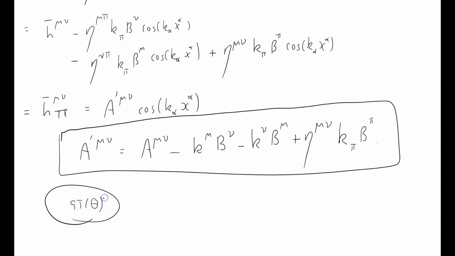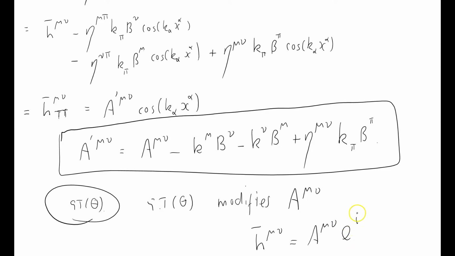So what that says is that the gauge transformation theta modifies the A matrix. Remember that we've got h bar mu nu equals A mu nu e to the i. Actually, I'll use the sines and cosines. Oh no, it was a cosine, because it was cos plus sine, wasn't it? Let's just say cos of k alpha x alpha.